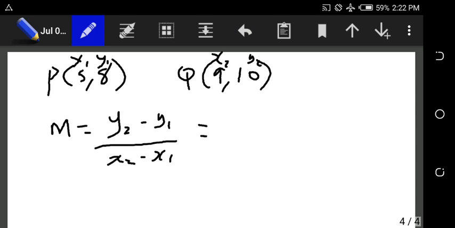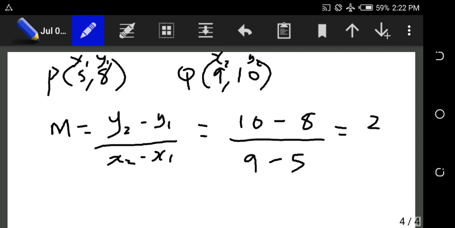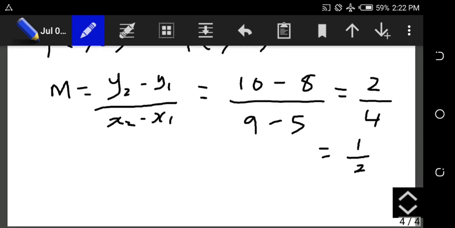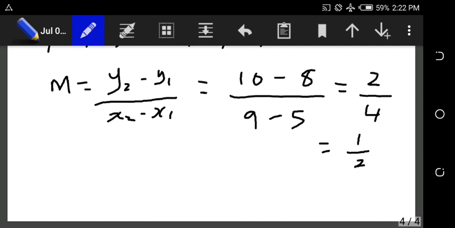So going ahead to do that, our y2 is 10. All right, so we have 10 minus our y1, which is 8, over x2, which is 9, minus x1, which is 5. And this will give us 10 minus 8, that is 2, over 9 minus 5, that is 4, which will then give us 1 over 2. So 1 over 2 becomes the gradient of this line. That is how slopey this line is.